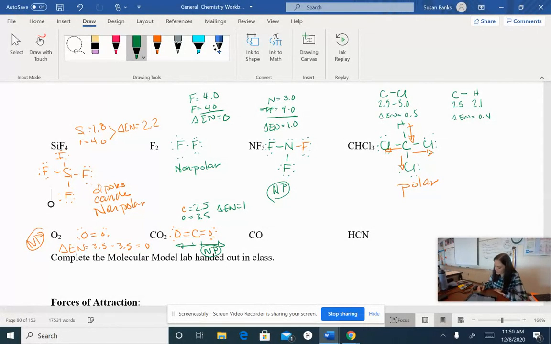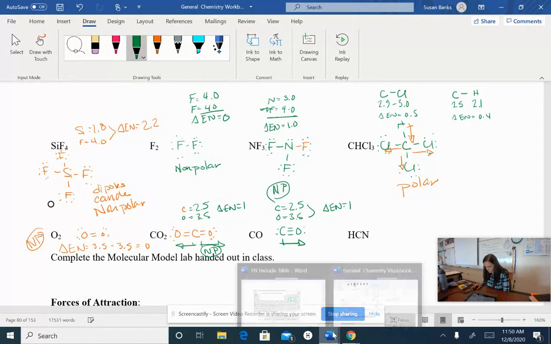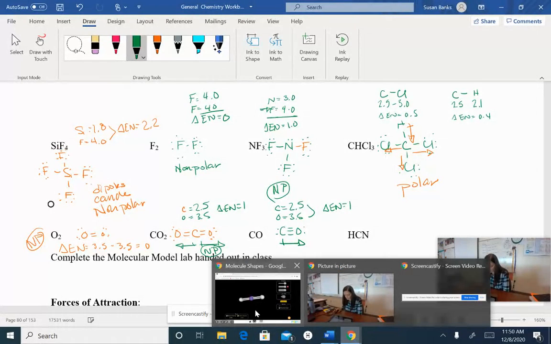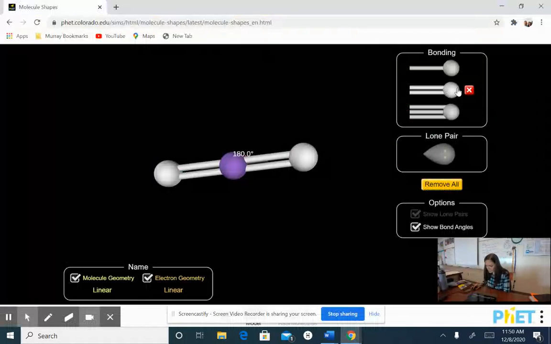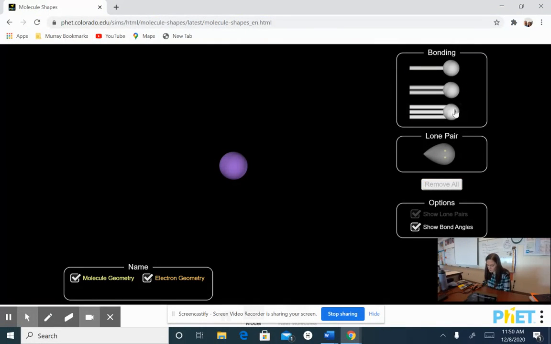Okay, let's look at carbon monoxide. We have a triple bond like this. Carbon's electronegativity is 2.5 and oxygen's is 3.5, so we get a difference of 1. Okay, oxygen is more electronegative. So let's look at the PhET. Does it indeed pull the way it looks like? So let's take these double bonds off and put on a triple bond.